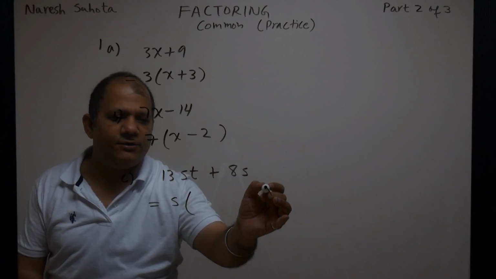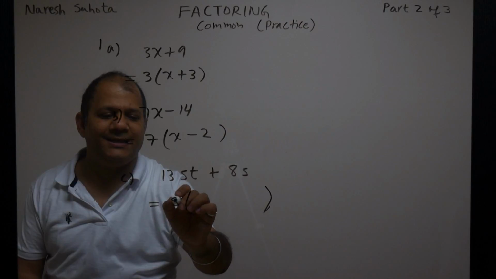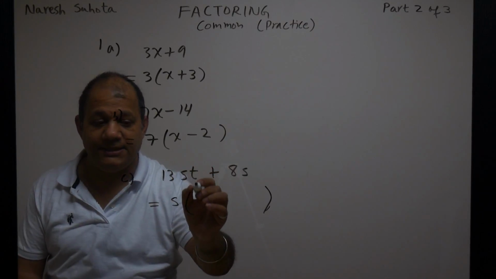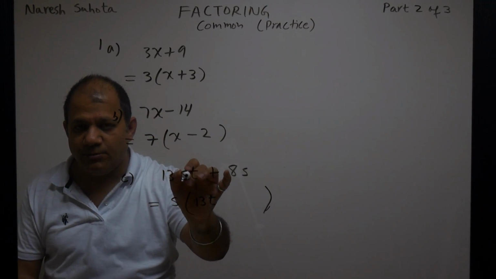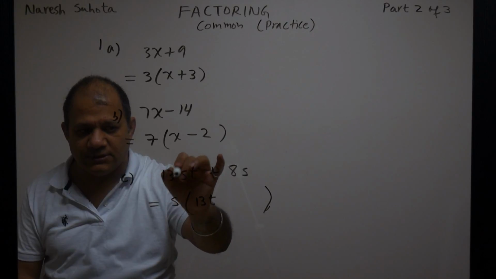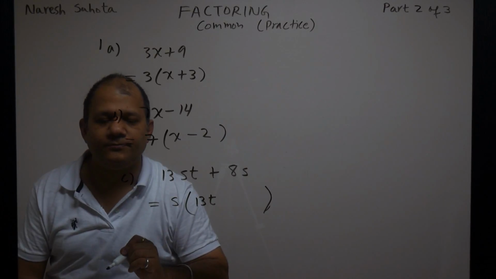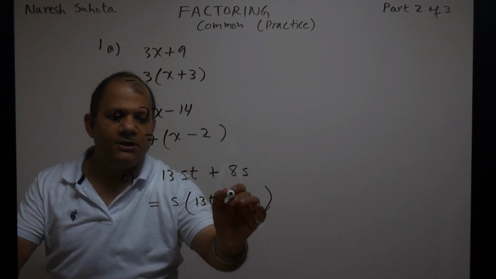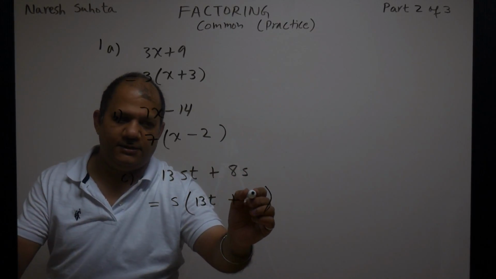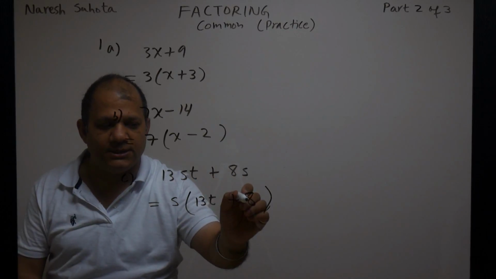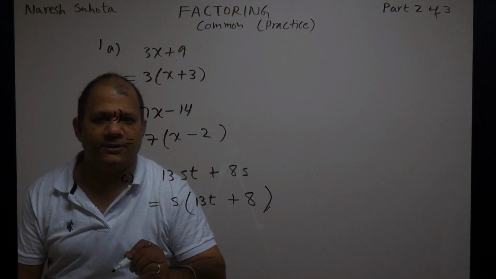Okay, so make yourself a set of brackets, and then you're going to have two terms inside the bracket. s times what will give me 13st? I need 13 and I need t, right? s has been pulled out as a factor, so the remaining factor is 13 and a t, so 13t is the remaining factor. Now for the second term, I have pulled out a factor of s, so what's remaining is the factor of 8, right? In other words, s times what will give me 8s? s times 8 will give me 8s. So that's the answer there. Okay.